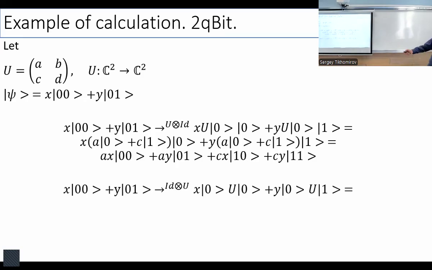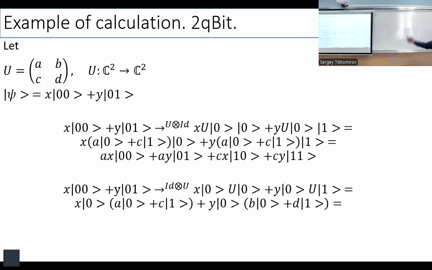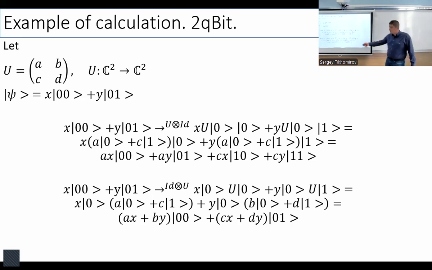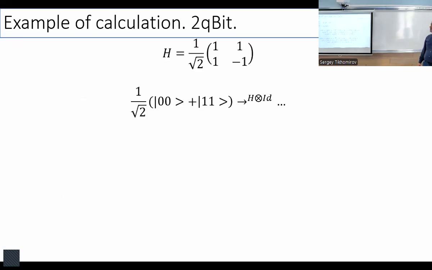Now let us go for the second. Let us calculate it for the second: ID times U. In that case, we keep the first vector. We should change the second. We do substitution, we insert, and okay, now not all of the states are represented. Not all of the 4 states are present. It is important whether you apply it to the first qubit or to the second. This is obvious, but this is a demonstration.